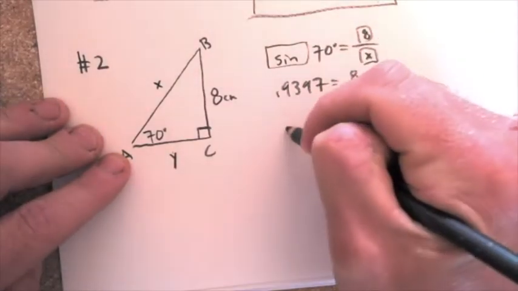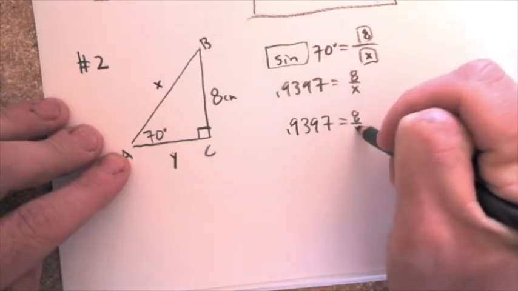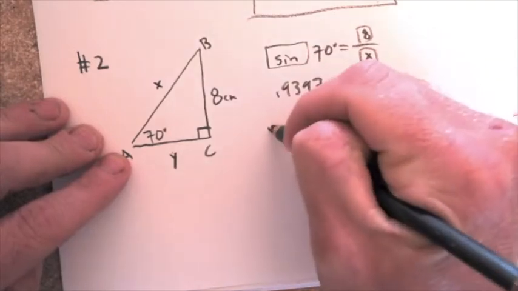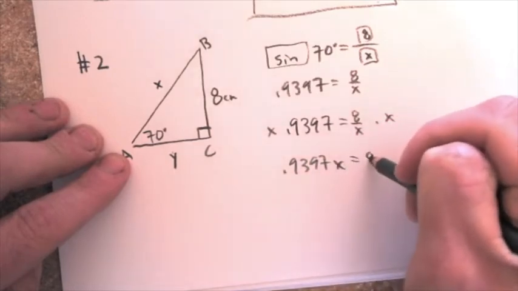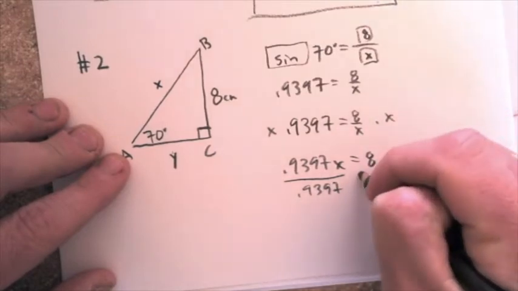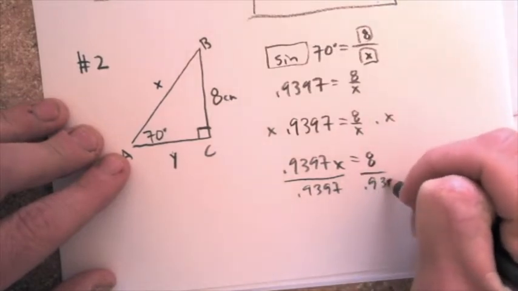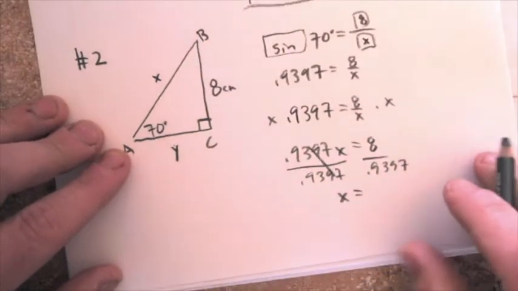Okay, so now, if you didn't catch this last week, you gotta get it this week. Multiply each side by x, because x is in the bottom. So 0.9397x equals 8, and then divide each side by 0.9397 to solve for x. So you wind up doing 8 divided by 0.9397 to get your answer.